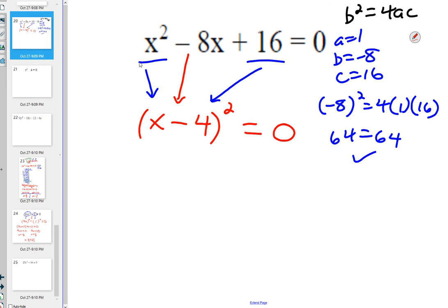There are 2 factors, that's why the square is here. But when it comes to solving, you only got to put the parentheses. So just say x minus 4 is equal to 0. So x is 4.